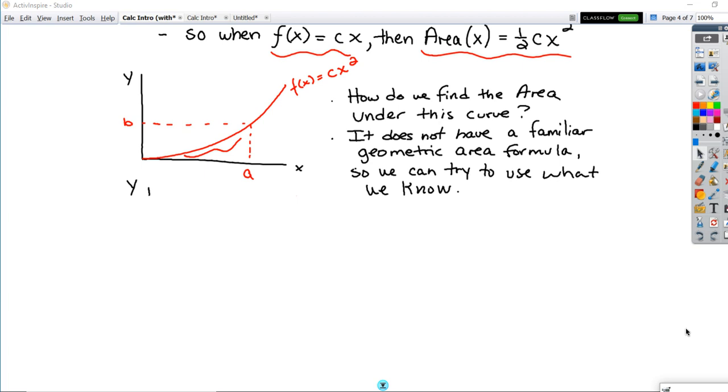So we have that f at x equals Cx squared. If I close off the space under the curve at some value a, the shape that's made here is not some geometric formula that we have right at our disposal, like the area of the rectangle or the triangle. So we have to try to use what we know. Now this might seem a bit abstract, but you'll see that it's a process that does work.